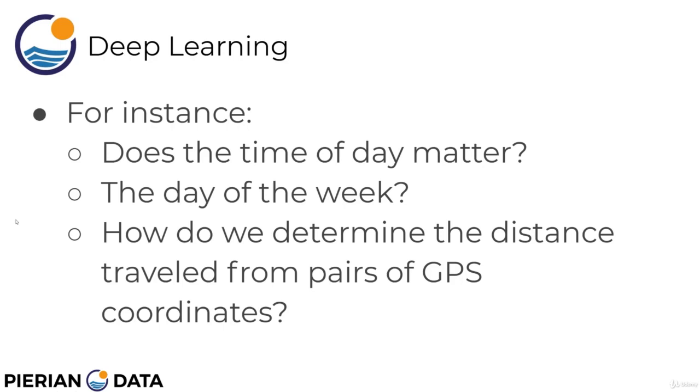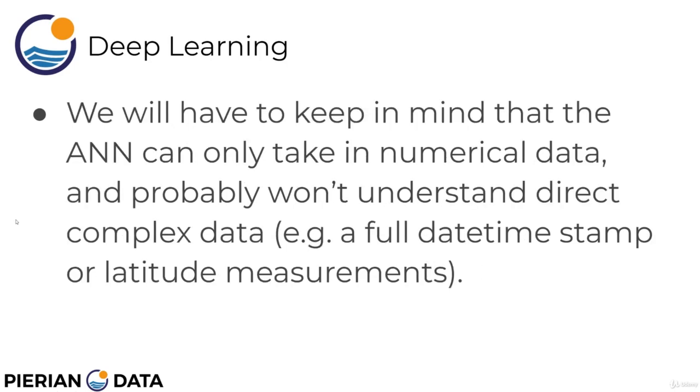So we want to be able to determine things like feature engineering. Are we able to determine the distance traveled from pairs of GPS coordinates? And how do we actually do that? As I mentioned, we have to keep in mind that an artificial neural network can really only take in straight numerical data. It's not going to be able to understand direct complex data, such as a full date timestamp. A full date timestamp looks kind of like a string code, containing things like the year, the month, the date, the hour, the minute, the second. A network just can't take in that data raw.